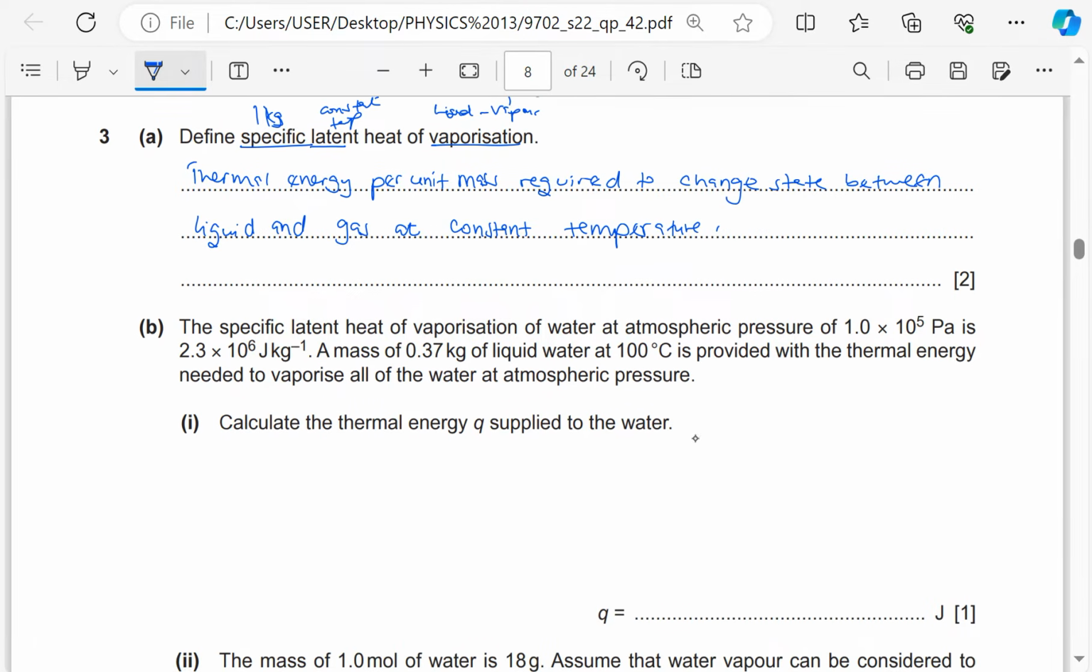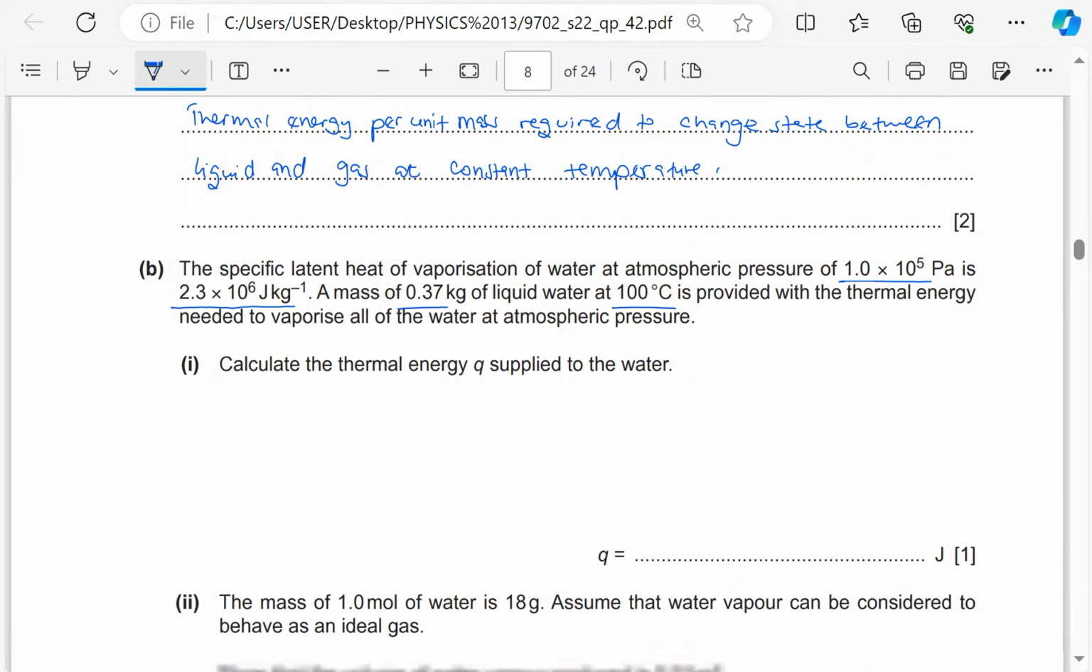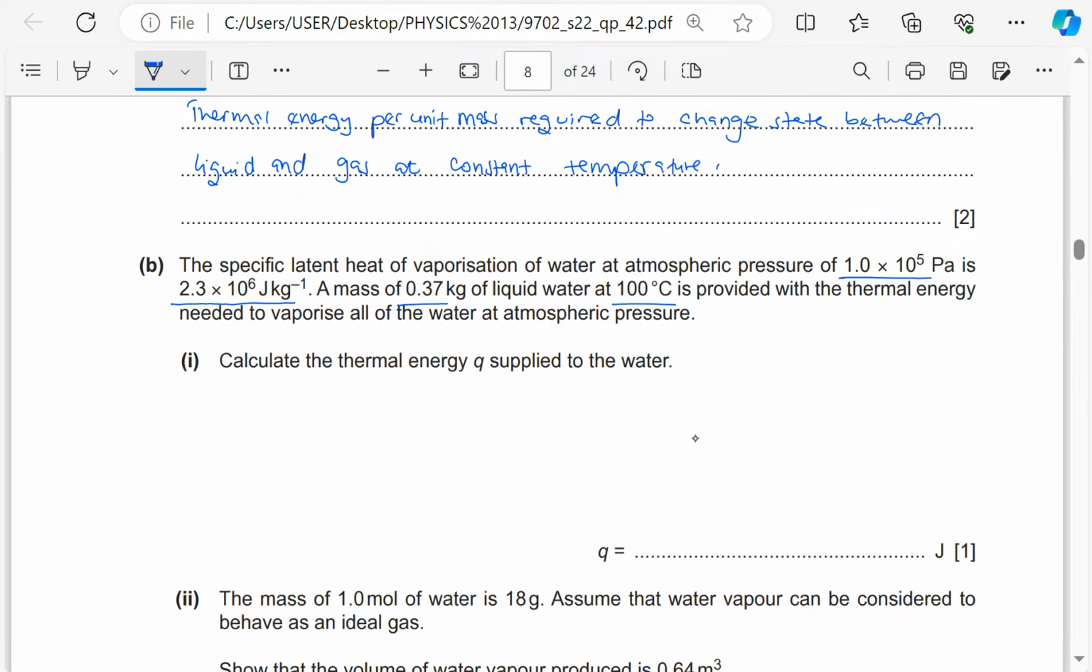Then the specific latent heat of vaporization of water at atmospheric pressure, 1.0 times 10 to the power 5 pascals, is 2.3 times 10 to the power 6 joules per kilogram. A mass of 0.37 kilograms of liquid water at 100 degrees Celsius is provided with the thermal energy needed to vaporize all of the water at a constant pressure. Calculate the thermal energy Q supplied to the water.